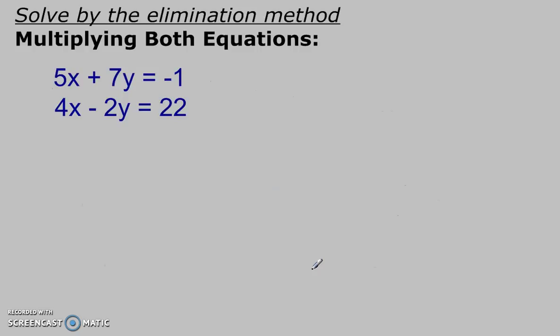Alright, now sometimes you might have to multiply both equations. Notice that I can't multiply 4 to get 5, can't multiply 2 to get 7, and not the other way around. So sometimes you need to multiply both, so you have to find the least common multiple. So either you want to make 5 and 4 both 20, so multiply by 5 and 4, or you want to make 7 and 2 both 14, so multiply by 7 and 2.